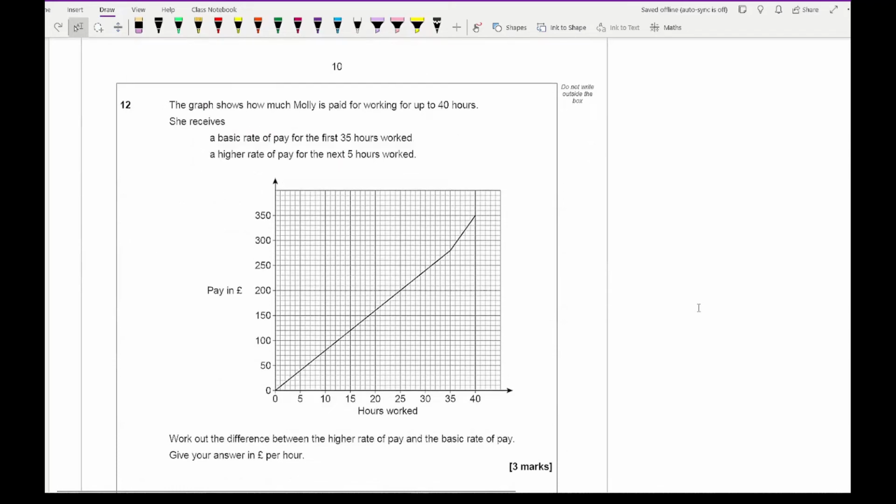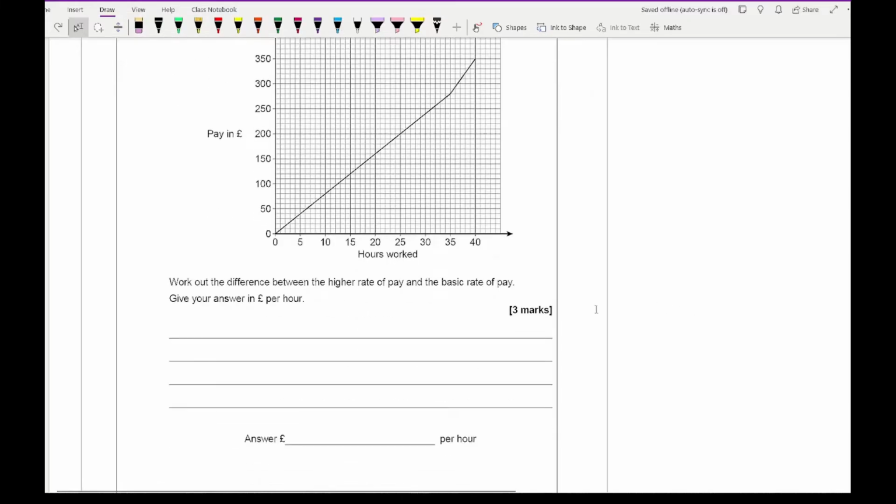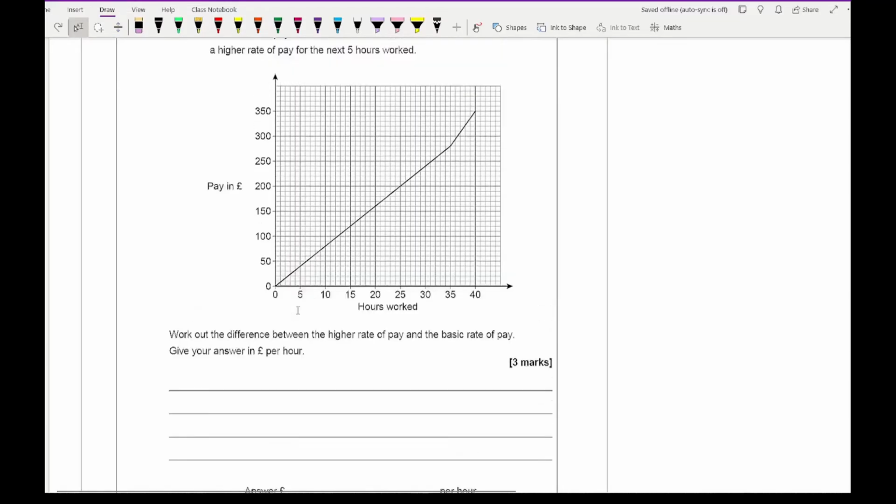Now for question 12, it says that the graph shows how much Molly is paid for working up to 40 hours. She receives a basic pay for the first 35 hours and then a higher rate for the next 5 hours. So that's why we've got this little deviation in our straight line. So the question is asking us to work out the difference between the higher rate pay and the basic rate pay. Give your answer in pounds per hour.